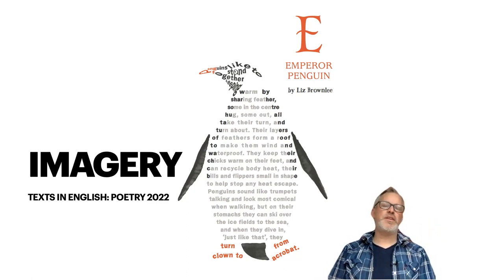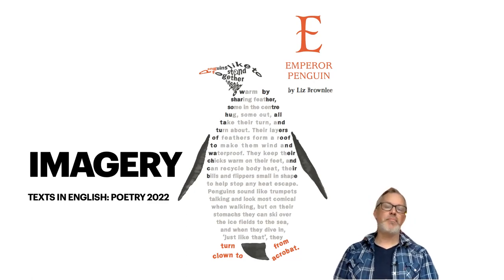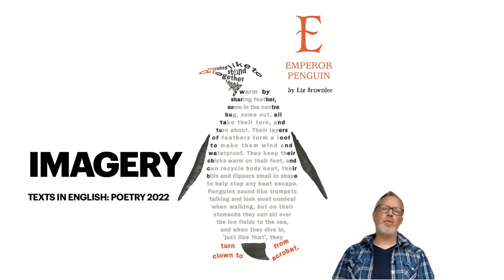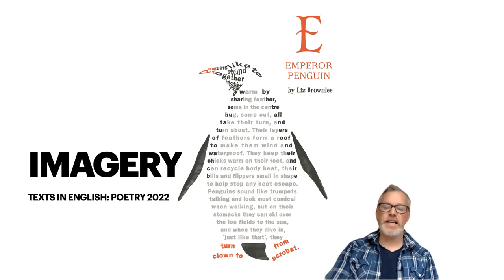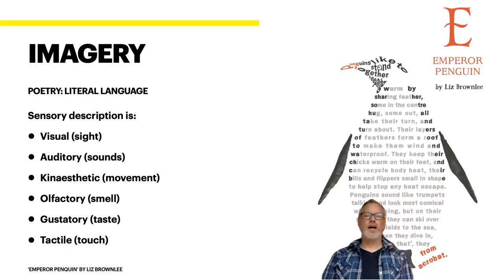This makes an image of an emperor penguin, and is a good example of a shape or concrete poem. That's an excellent way of starting with poetry in primary. You can give shapes and just add words to them. You can use glossaries quite freely or give multiple choice. You can follow the link there or find Liz Brownlee yourself online.